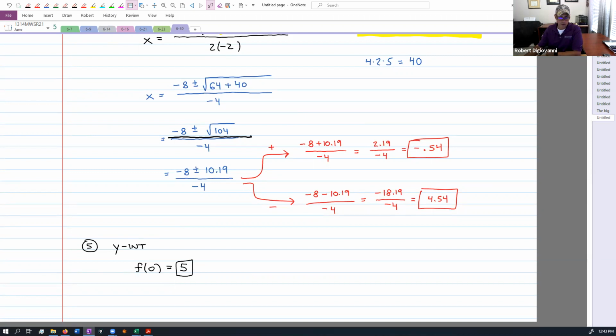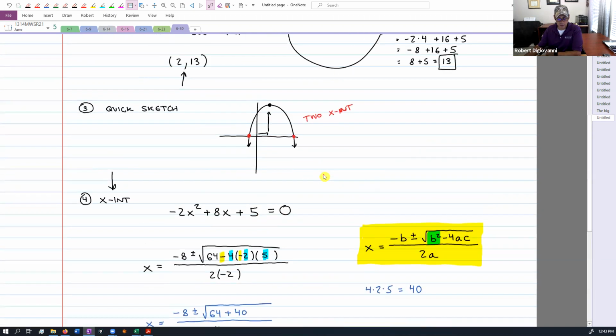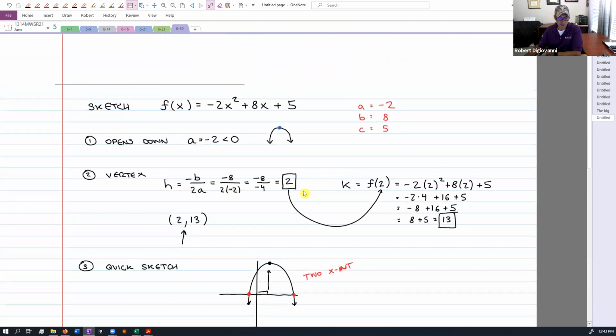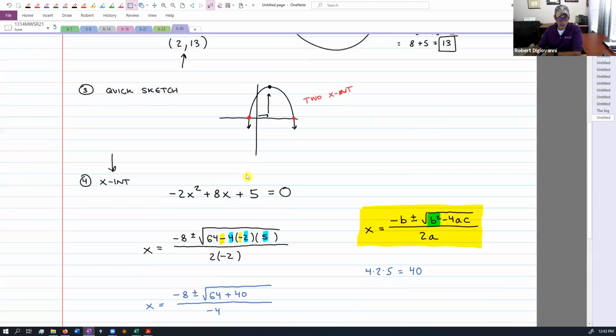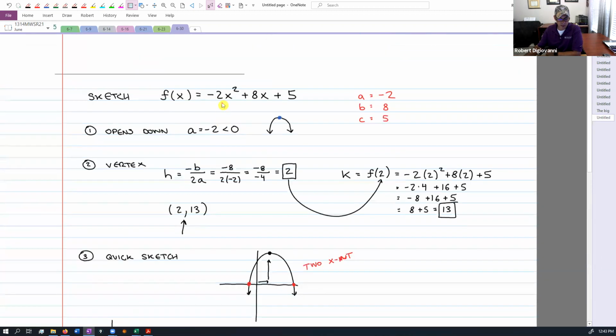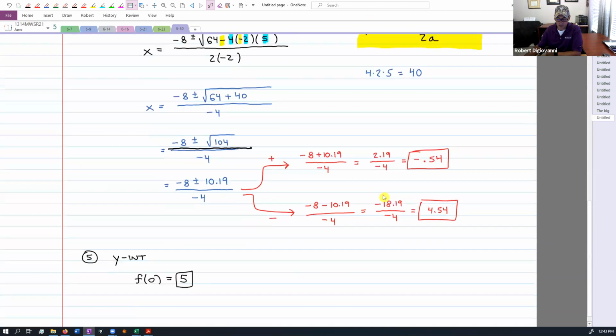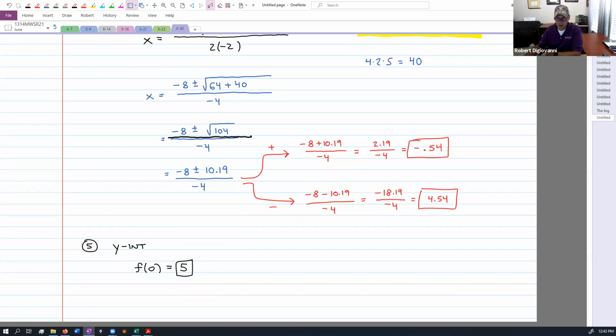All right, I think it's time to put this all together into our picture. So does everyone have this information jotted down? We have our vertex, we have our up or down, it's down, we've got our X-intercepts, and we've got our Y-intercept. Time to draw it.